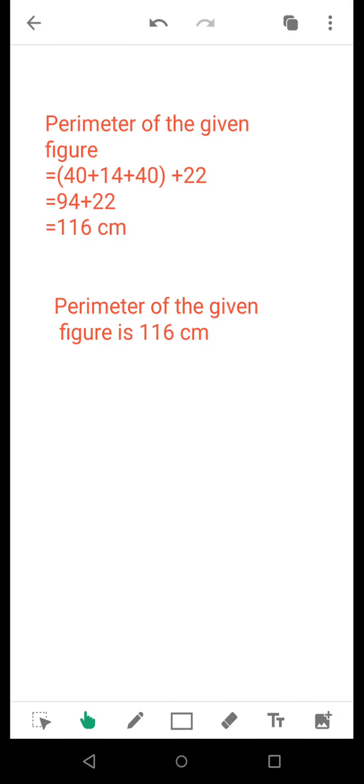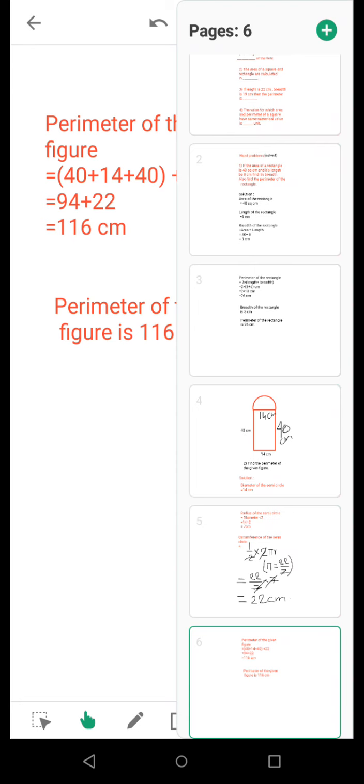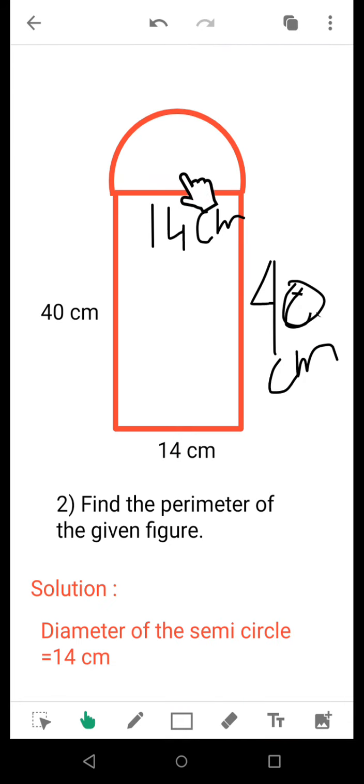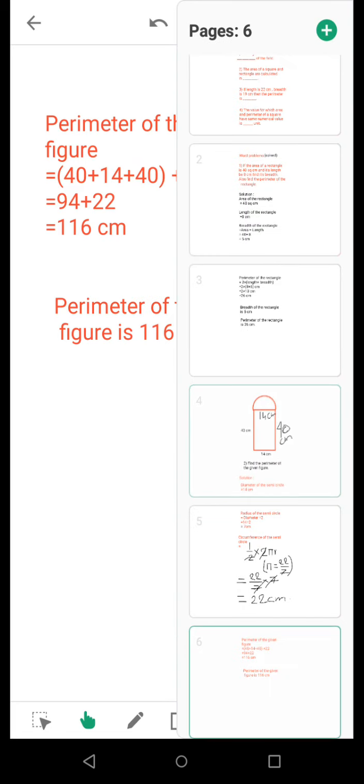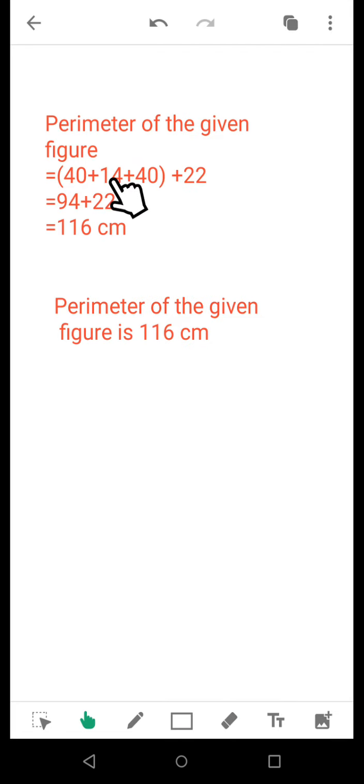Now we need to add the 3 sides of the rectangular part. As you can see that this side will not be added. So the 3 sides of the rectangular part means 40 plus 14 plus 40, and then the circumference of the circular part. So 40 plus 14 plus 40, and to that we have added the circumference of the circular part. The bracket term becomes 94. To it we will add 22 more. Finally we will get 116 centimeter. So perimeter of the given figure is 116 centimeter.